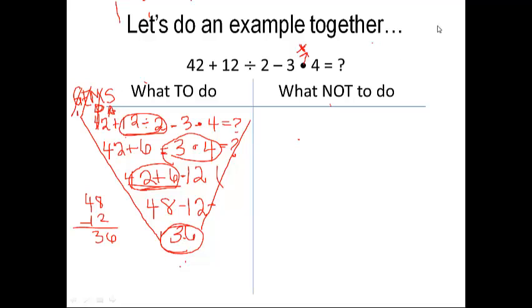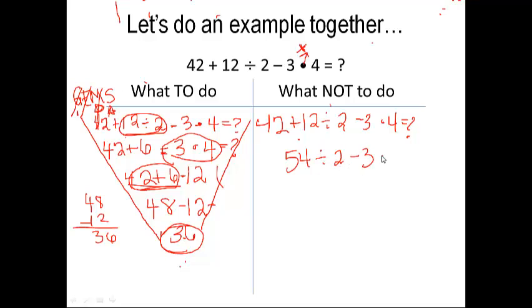This is our no-nos. 42 plus 12 divided by 2 minus 3 multiplied by 4. Let's just go left to right. Let's do 42 plus 12. 42 plus 12 will be 54 divided by 2 minus 3 multiplied by 4. So we're going to see if we get the same answer.